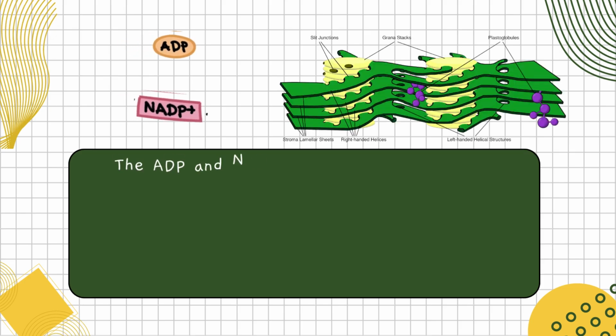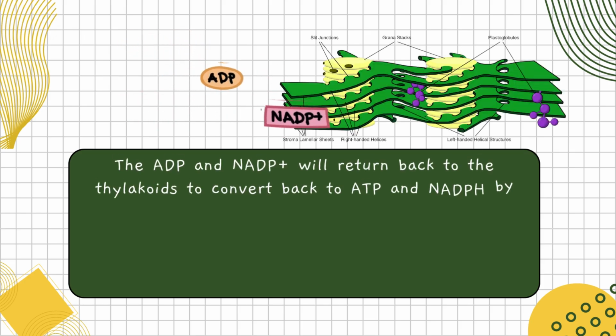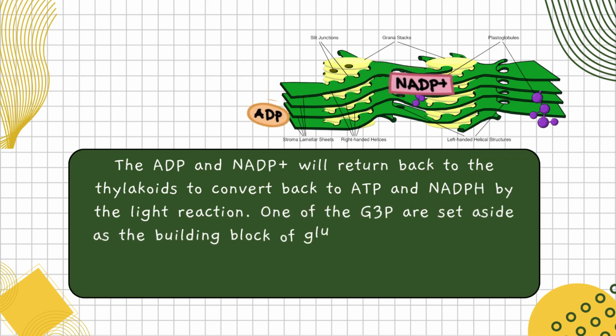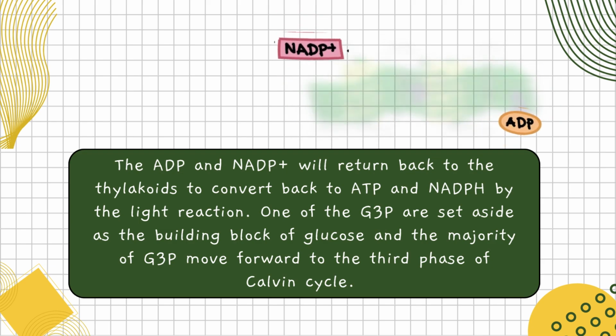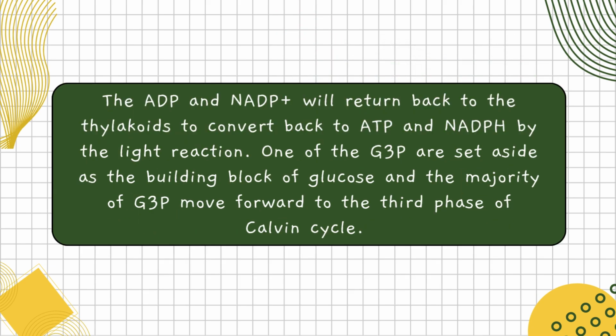The ADP and NADP+ will return to the thylakoids to be converted back to ATP and NADPH by the light reaction. One of the G3P is set aside as the building block of glucose, and the majority of G3P move forward to the third phase of the Calvin cycle.